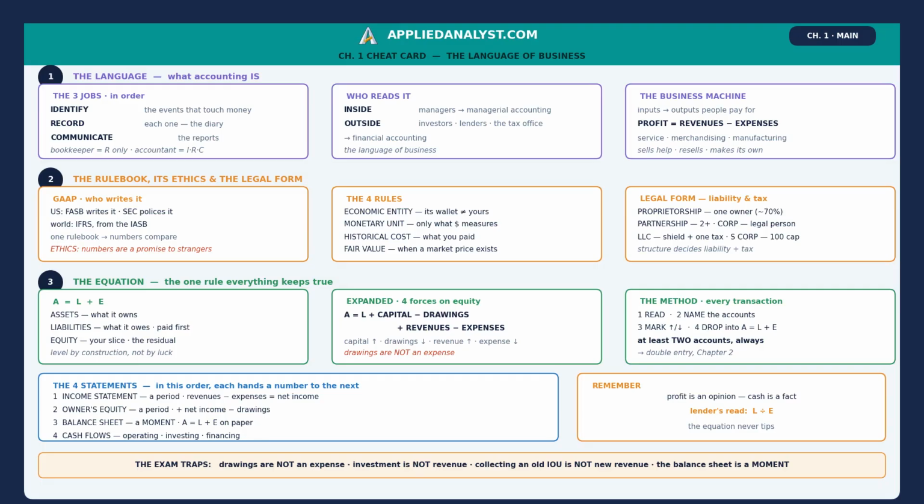And here's the sentence I promised you. Assets equal liabilities plus equity. Every chapter after this one is just a new way of keeping that single line true.